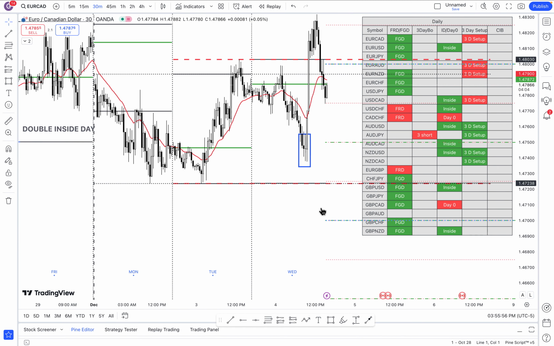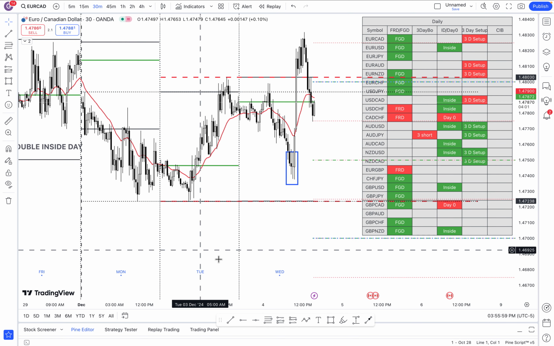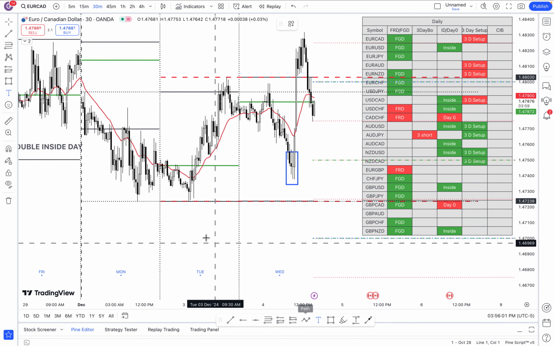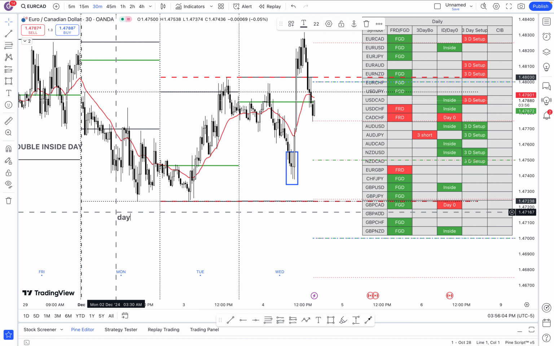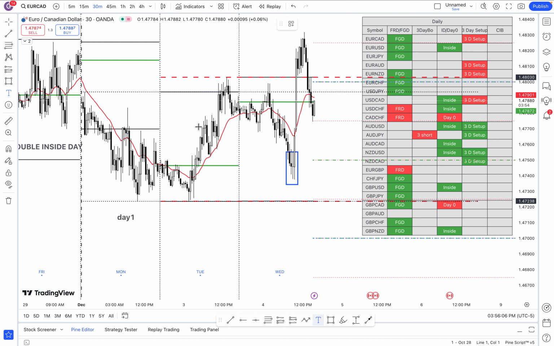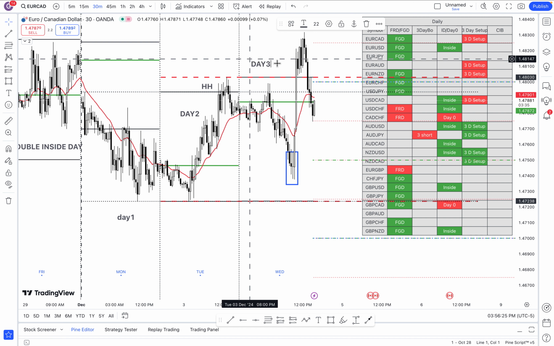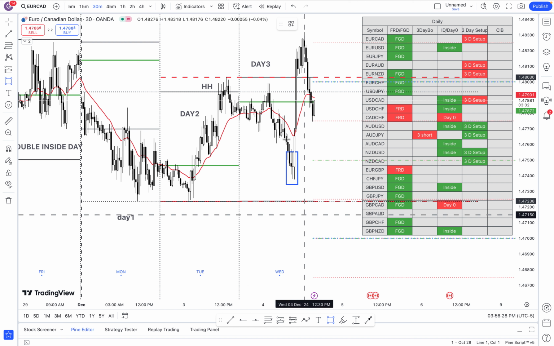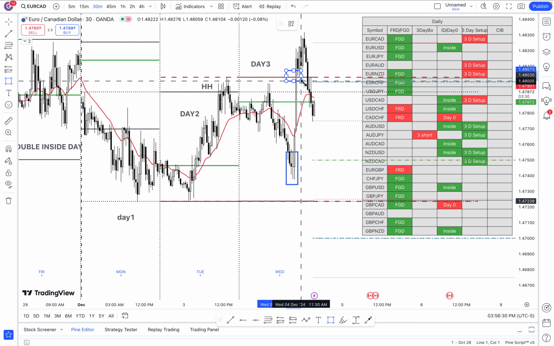So we have day 1 Monday, day 2, higher high on the inside, they made the higher high. Okay, they already made the higher high. Day 3 triggered because of the breakout. This breakout triggered day 3, the 3-day setup, into the market.